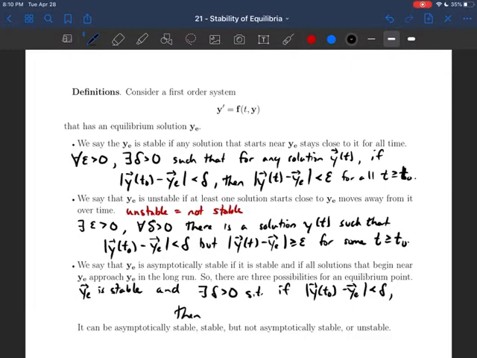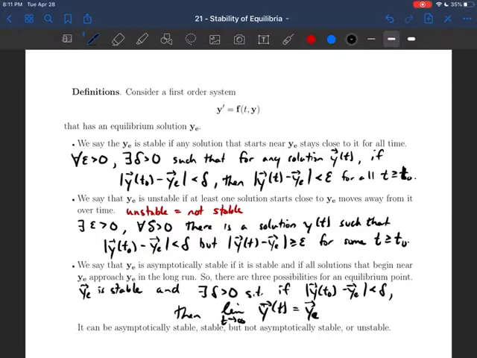And in addition to that, there exists a delta greater than 0 such that if the initial condition is within delta units of the equilibrium, then the limit as t goes to infinity of y of t is equal to YE. Right? So things get closer.